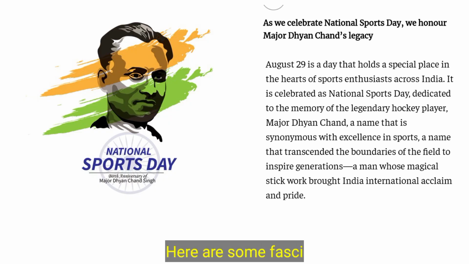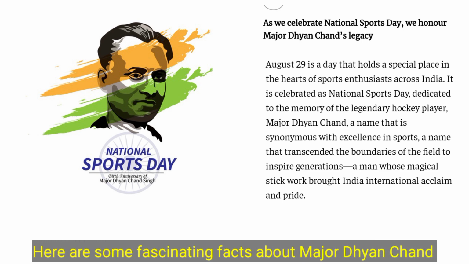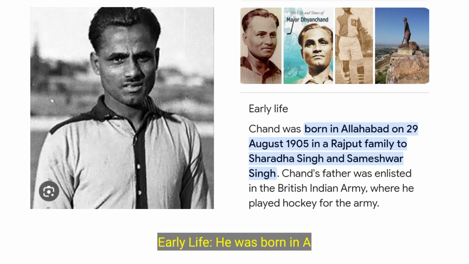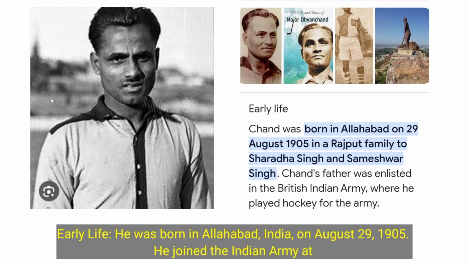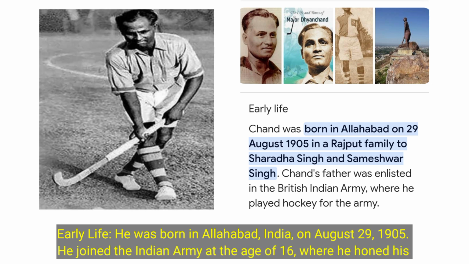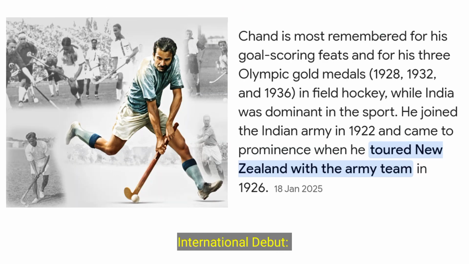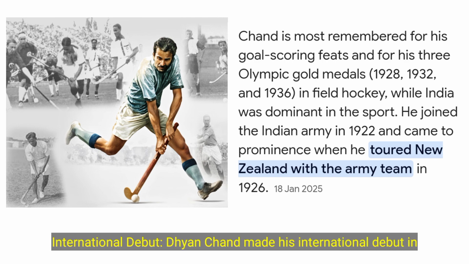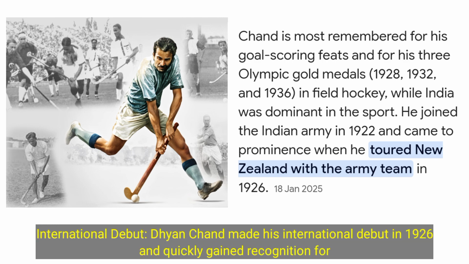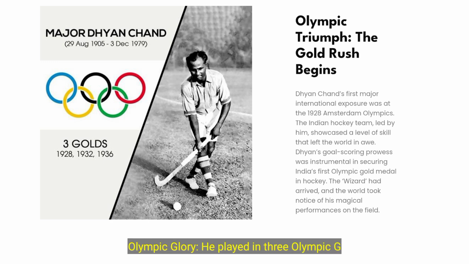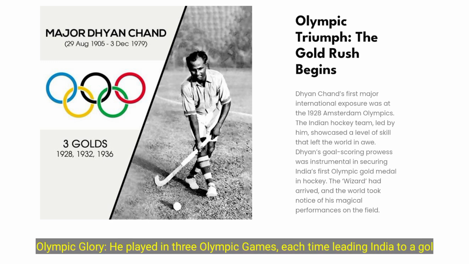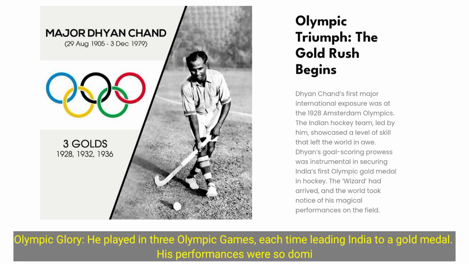Here are some fascinating facts about Major Dhyan Chand. Early life. He was born in Allahabad, India on August 29, 1905. He joined the Indian Army at the age of 16, where he honed his hockey skills. International debut. Dhyan Chand made his international debut in 1926 and quickly gained recognition for his exceptional talent. Olympic glory. He played in 3 Olympic Games, each time leading India to a gold medal. His performances were so dominant that he earned the admiration of even his opponents.